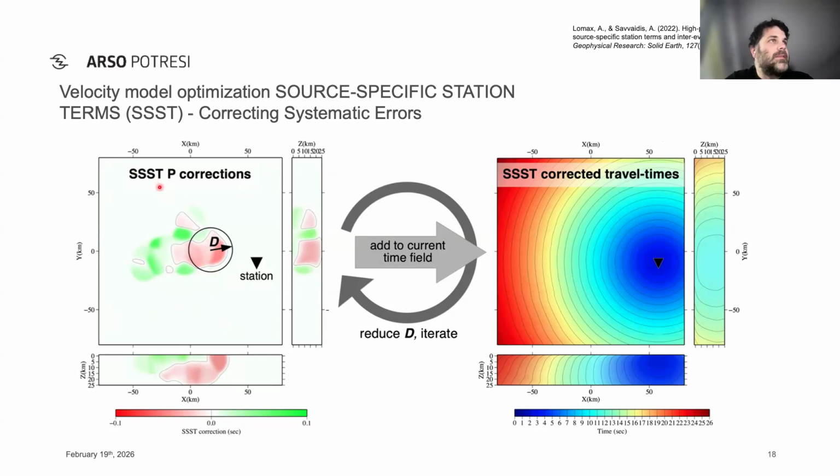Normally, this SSST is also done in iterations. So first we explore grids in larger sizes, I don't know, 5 by 5 kilometers, and then we go to 1 by 1 kilometer and so on. And this SSST is already implemented in the NonLinLoc software, so everyone can easily use it in their studies.